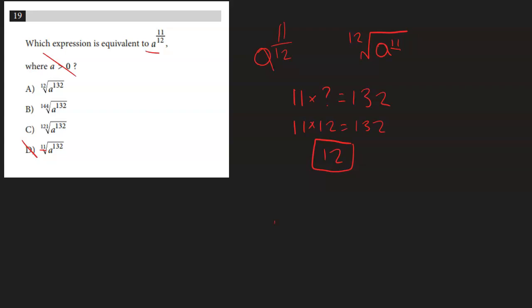So let's rewrite it. We know it's the 12th root of a, and we know it's 11 times 12, so it's going to be 132 here. But what's 12 times 12? And that's 144. And that's how we know that it's answer B.